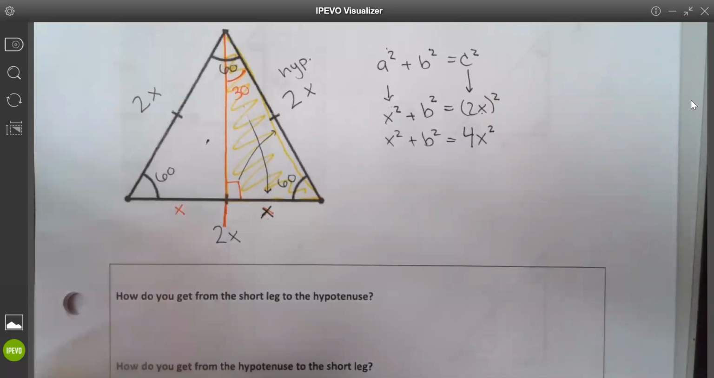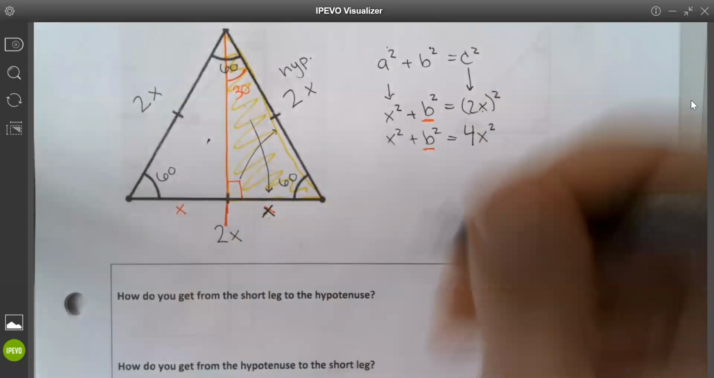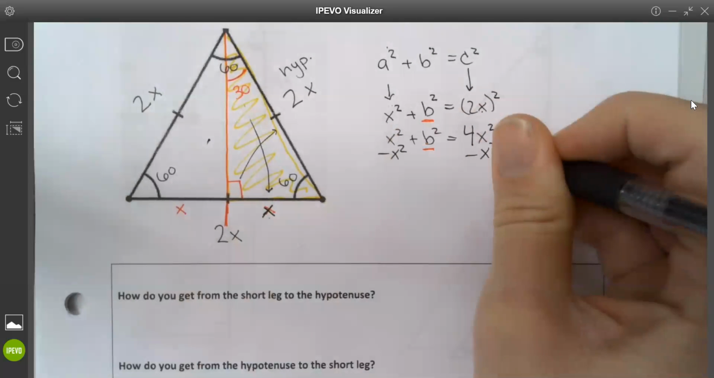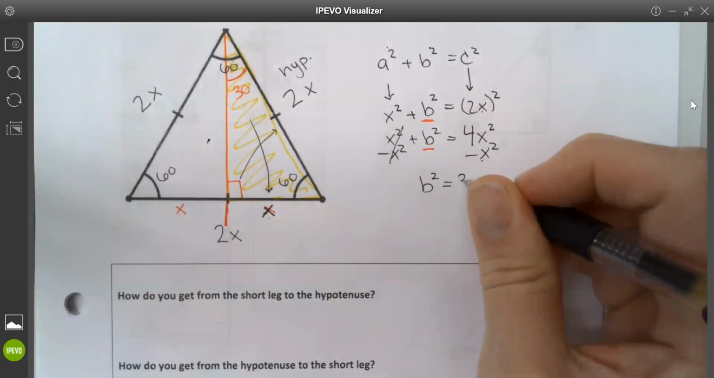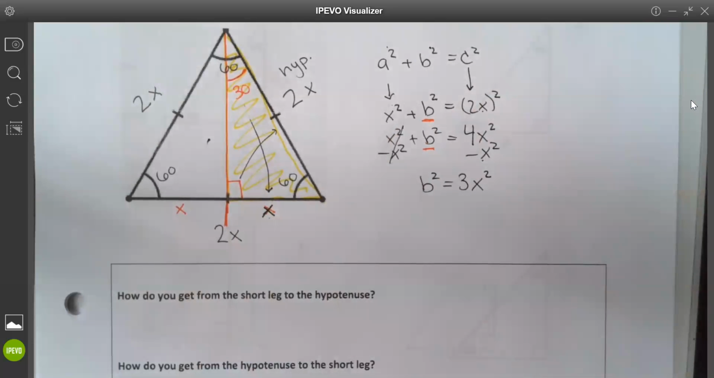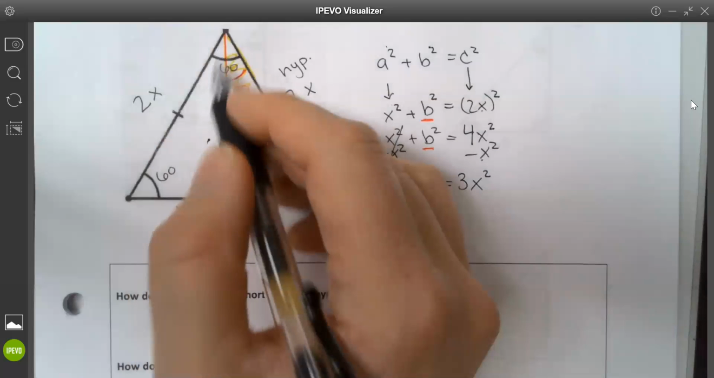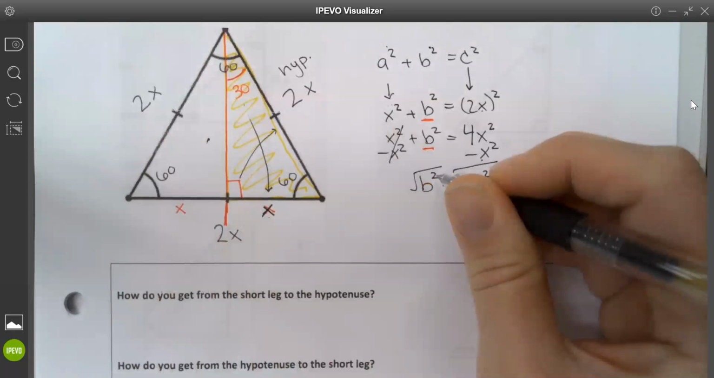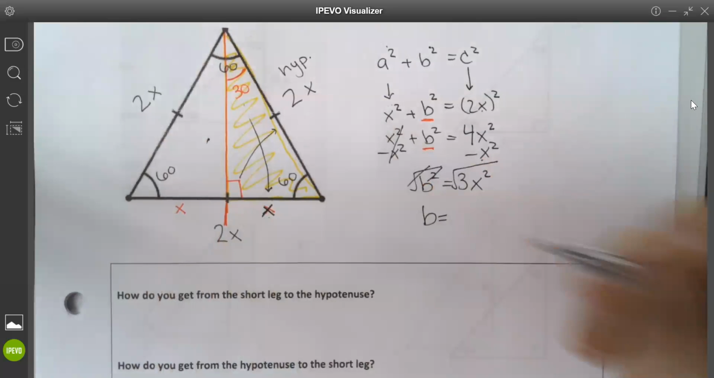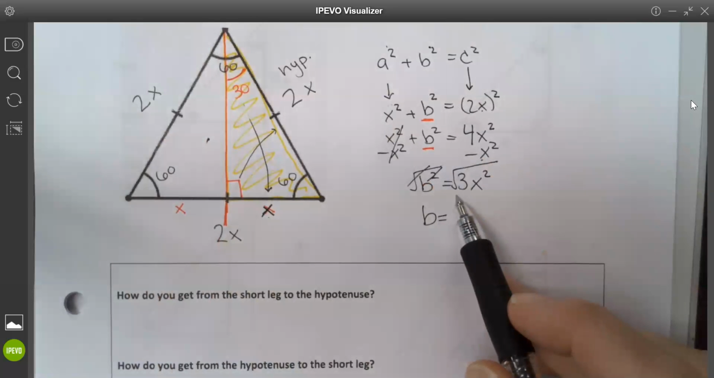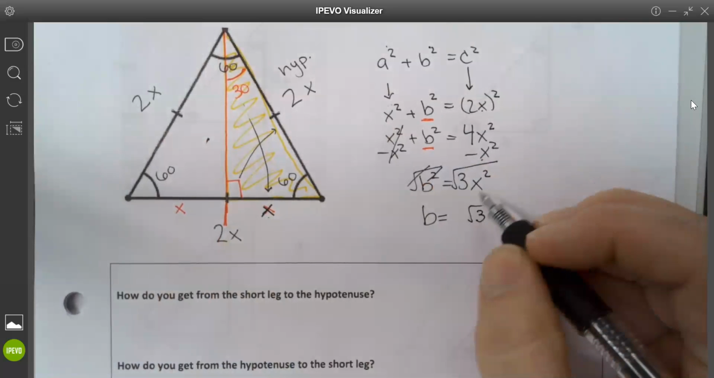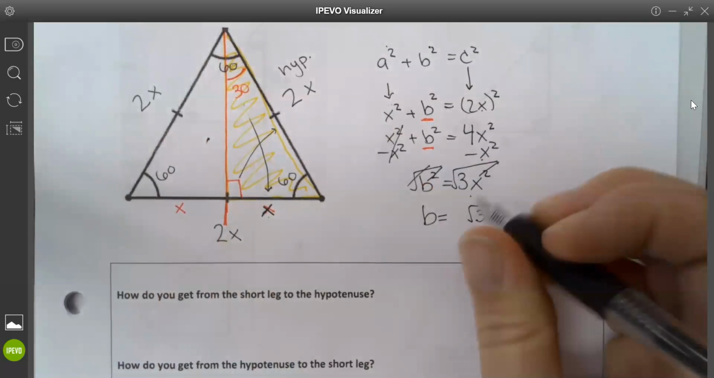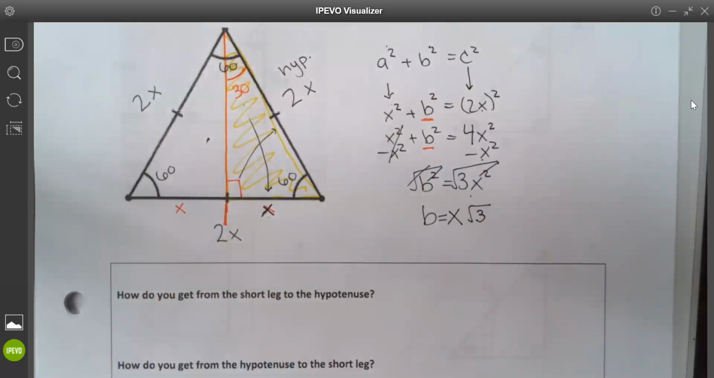Solving for this unknown side, I'd subtract x squared from both sides. So b squared, if I have 4 and I take away 1, I have 3x squared. Okay, so we're getting there. For this unknown length, we'd have to take the square root, which is just going to leave me with b. Can I take the square root of 3? No, it's not a perfect square, so I'll leave it as the square root of 3. I can take the square root of x squared. It's just x.